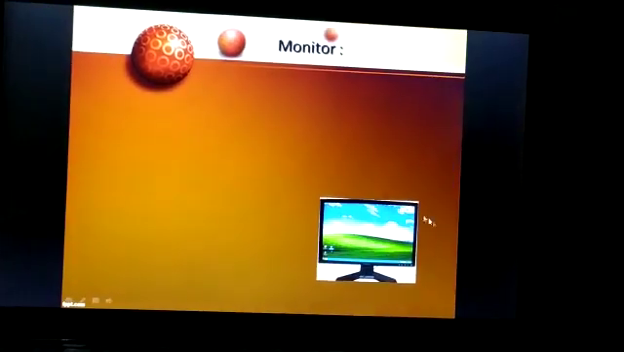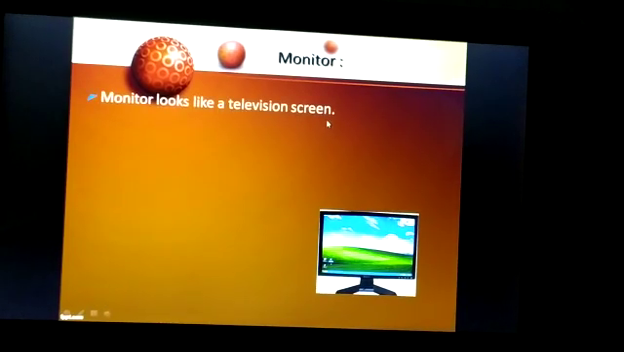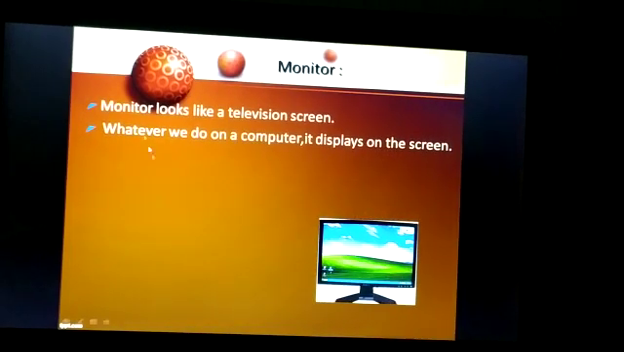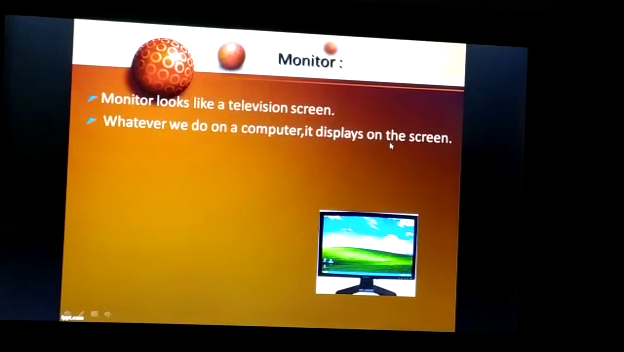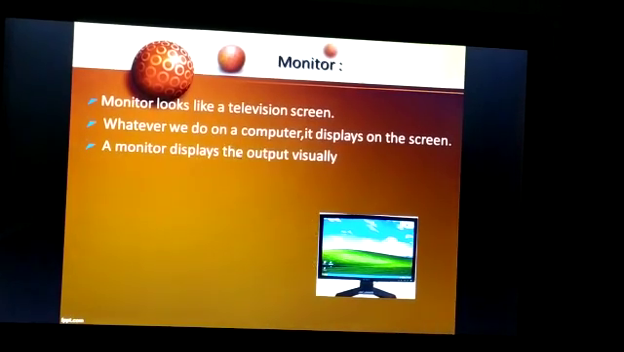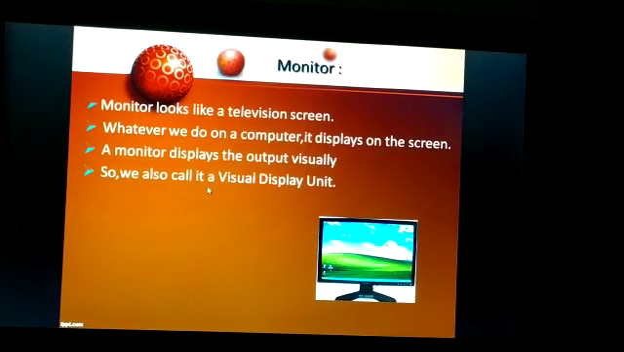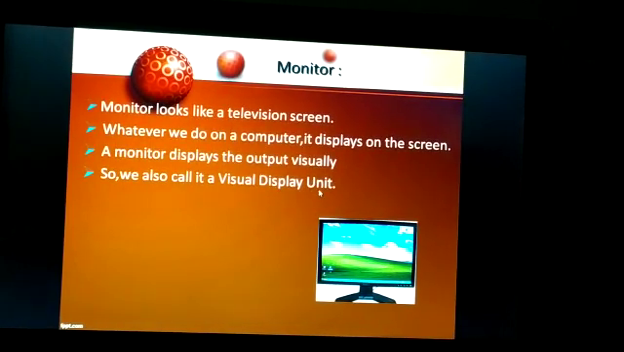Now, first part is monitor. Monitor looks like a television screen. Whatever we do on a computer, it displays on the screen. A monitor displays the output visually. So, we also call it a VDU. VDU stands for Visual Display Unit.